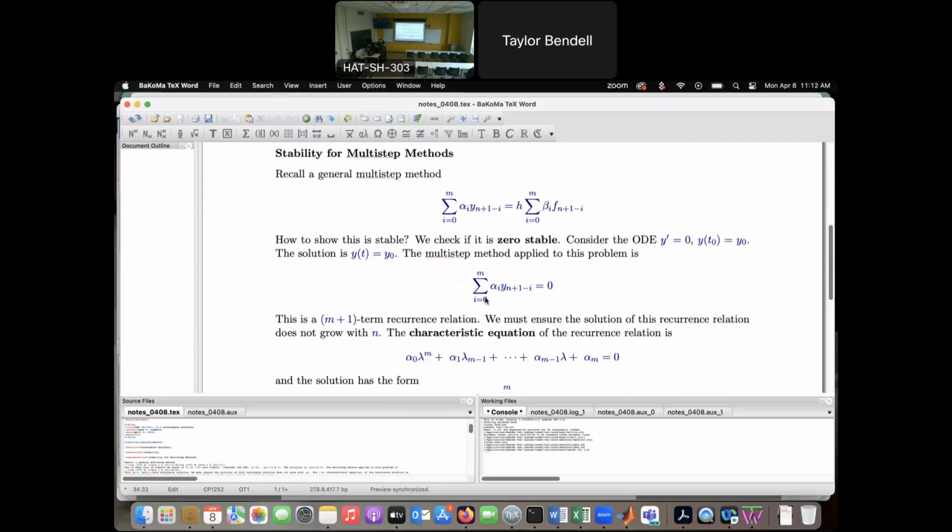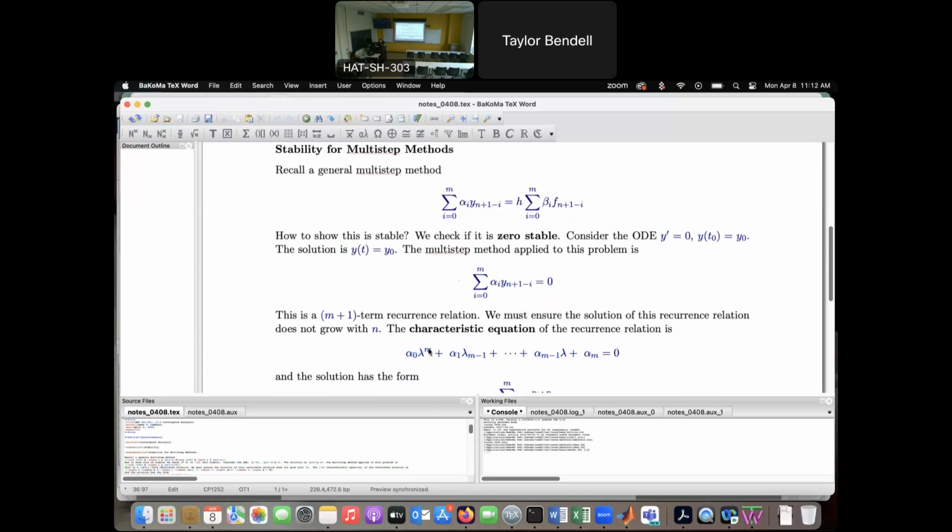But by making the assumption that y_n equals some number raised to the n power, like lambda to the n, you get what's called the characteristic equation of a recurrence relation. All that is you replace y_n with lambda to the n, and what you get is that lambda satisfies this polynomial equation. The coefficients alphas are given because those define your recurrence relation.